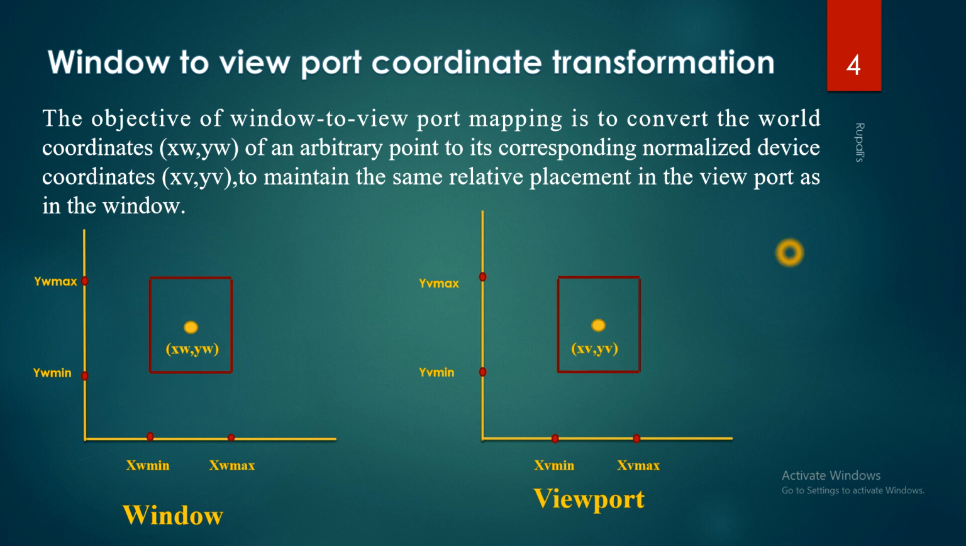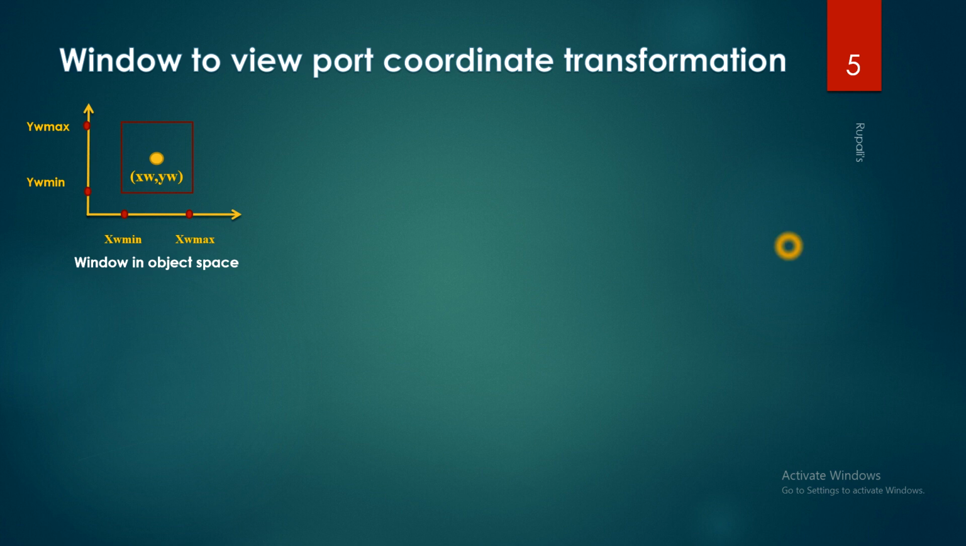So how can we transform? The mathematics behind that is: this is the window in object space, and this is the viewport after mapping, in device space. There is a point xw, yw, and after mapping in the viewport it is xv, yv. The coordinates are xw min, xw max, xv min, xv max, and yw min, yw max, and yv min, yv max. This is object space, that is the window, and this is device space, that is the viewport.